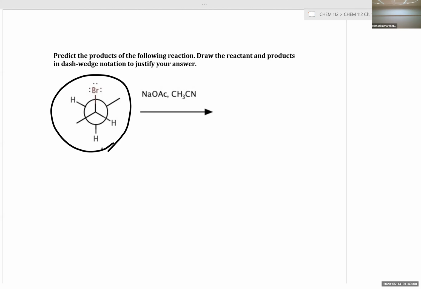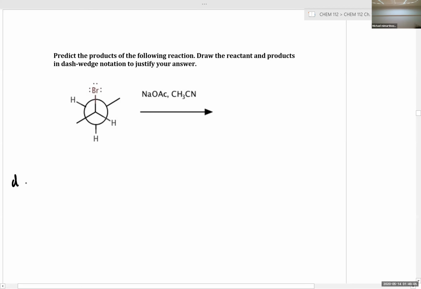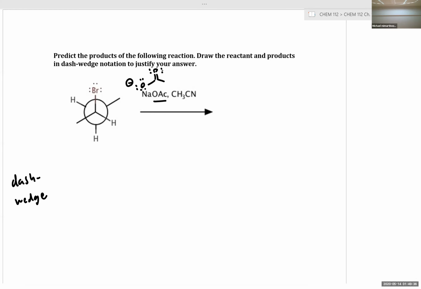So I'll give everyone a few minutes to make a model. I'd like to see a dash wedge depiction of the following molecule, as well as the dash wedge and Newman depiction of the product for the following SN2 reaction. And remember, this is representing acetate, which looks something like this. So let's take 4 to 5 minutes to work through this problem, and I'll be making a model in the meantime, and then we'll come together as a group to discuss.